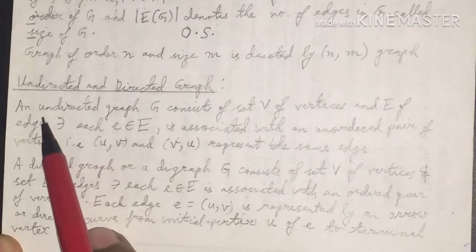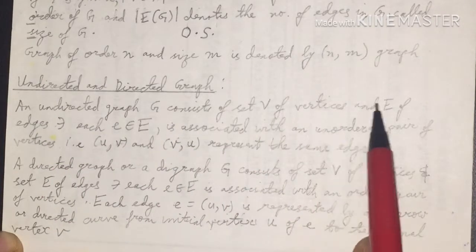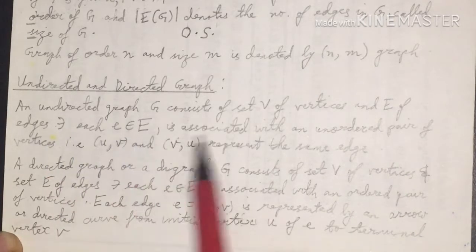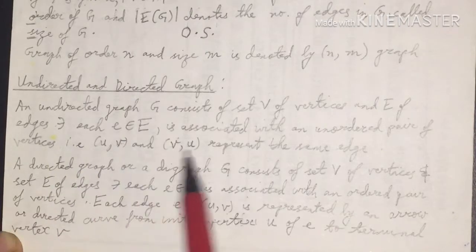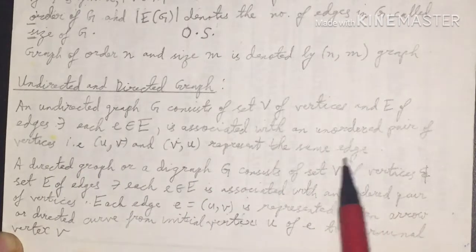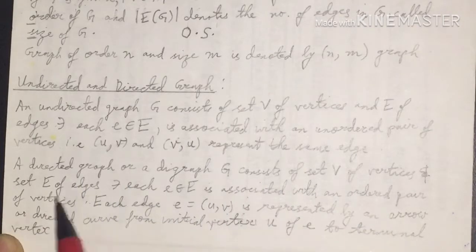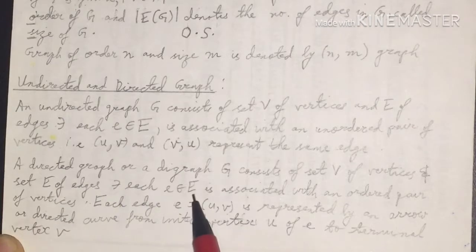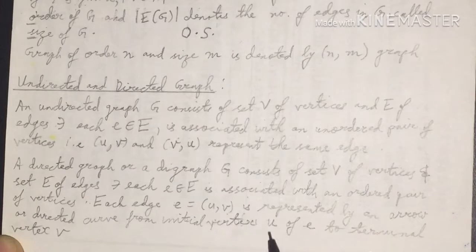Undirected and directed graphs. An undirected graph G consists of a set V of vertices and E of edges, such that each edge is associated with an unordered pair of vertices. That is, (u, v) and (v, u) represent the same edge. A directed graph or a digraph G consists of a set V of vertices and a set E of edges, such that each edge is associated with an ordered pair of vertices. Each edge e equal to (u, v) is represented by an arrow or directed curve from the initial vertex u of e to the terminal vertex v.